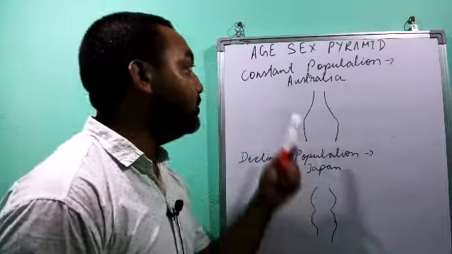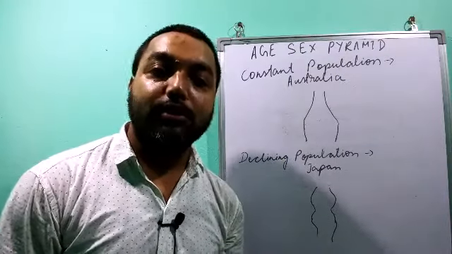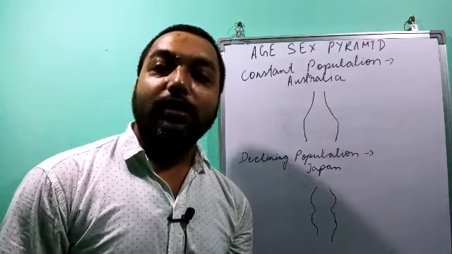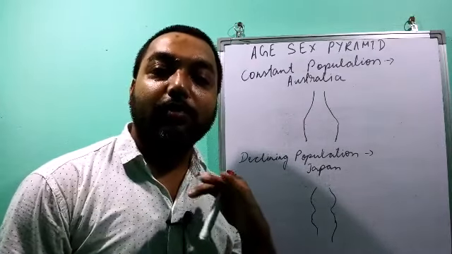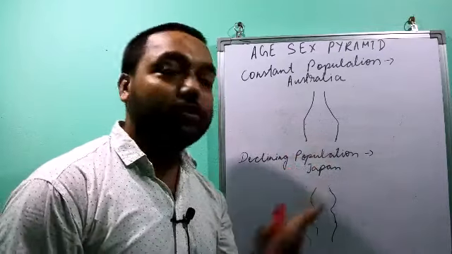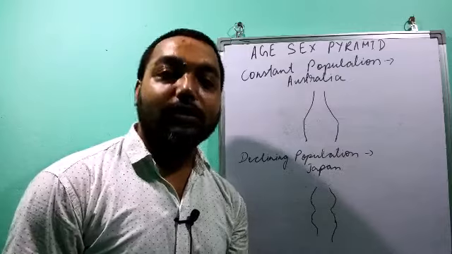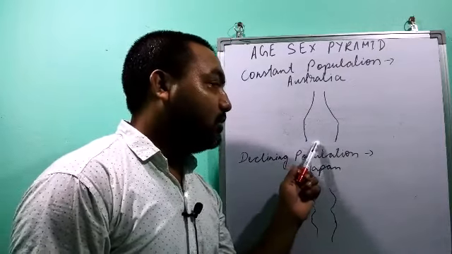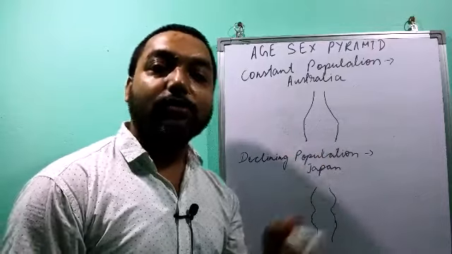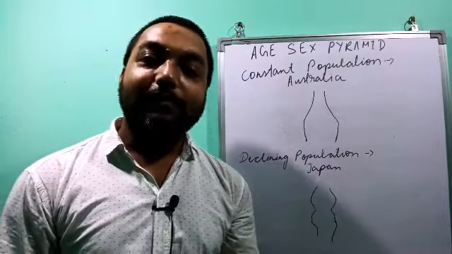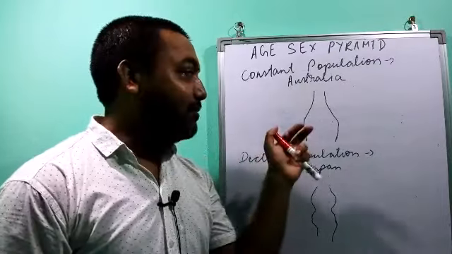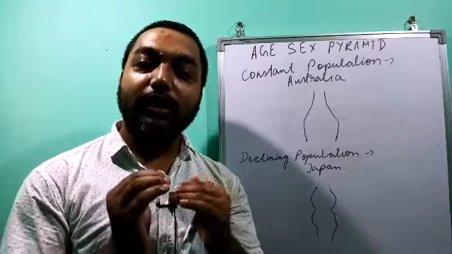So the next population pyramid is the constant population. This kind of population pyramid is found in Australia. Because it is a well developed country, the population has already become almost constant. So there the base and the upper part are almost the same. Life expectancy at birth is good, their birth rate is under control, and birth rate and death rate are almost at the same level.